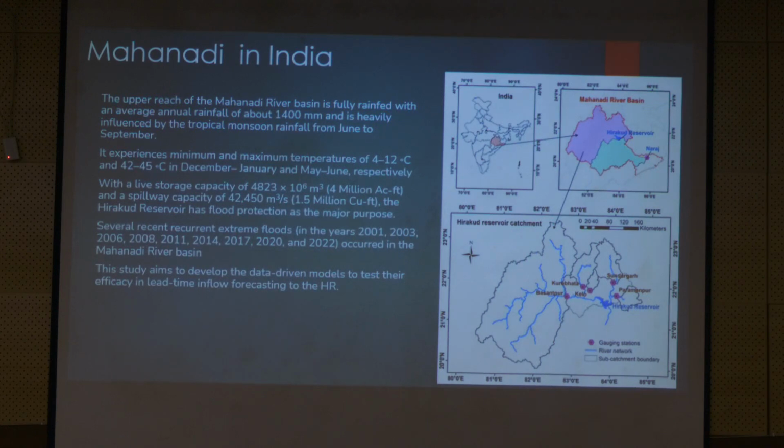Mahanadi in India is one of the flood prone basins, as you all know. Hirakud Dam is there. Of course, the rainfall average is about 1400 millimeters, especially during monsoon. Temperatures range from 4 to 12 degrees Celsius minimum and 42 to 45 in December through June, high numbers. And the live storage capacity is 4,823 times 10 to the power 6, that is 4 million acre feet, and the spillway capacity of 1.5 million cubic feet of Hirakud reservoir.